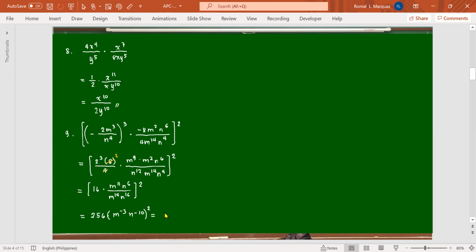So giving 256, and then M to the negative 6, N to the negative 20. And finally, what's the answer? 256 over M to the 6, N to the 20th power, no? Okay now? On number 10, the last one.